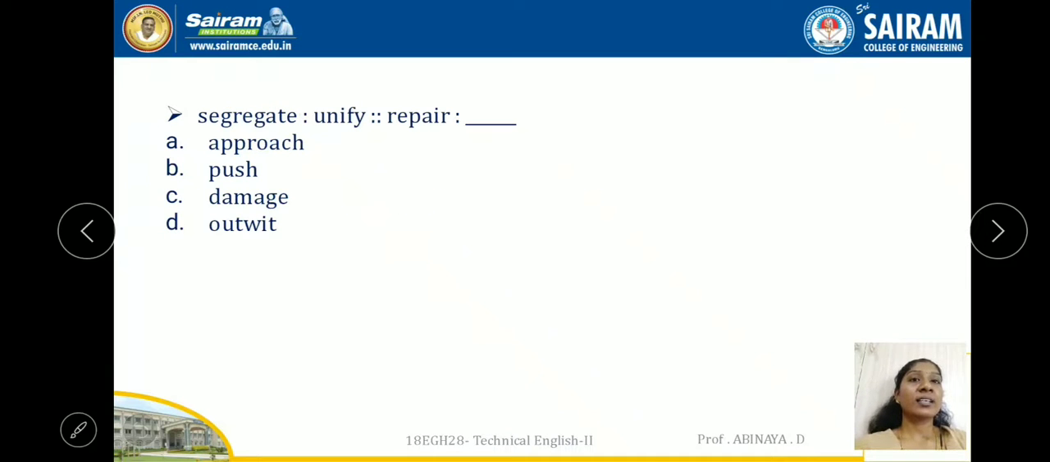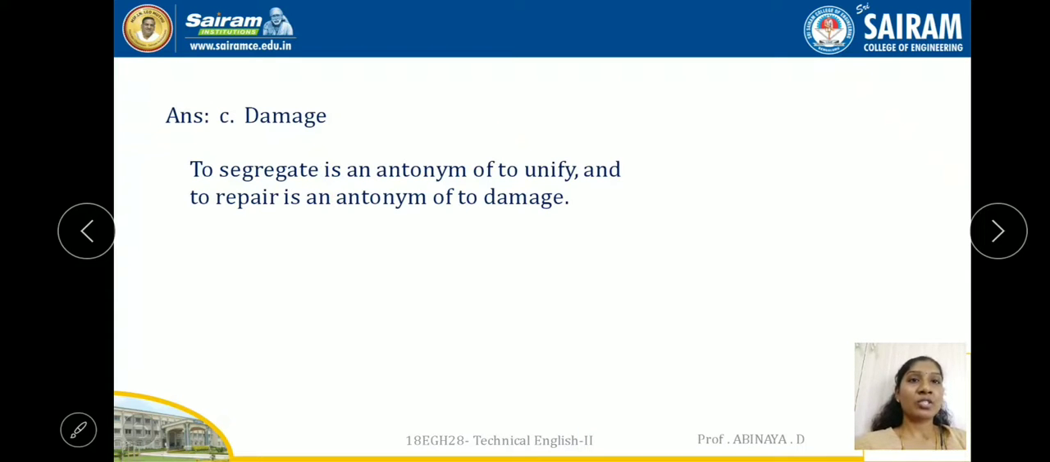Let's go for the next. Segregate, unify, repair, dash. So let us see the relationship between these two. Segregate, unify. Segregating is separating, unifying is joining everything. So it is the antonym. So what is the antonym for repairing? Repairing is making something good. So obviously the antonym will be damage. To segregate is an antonym of to unify, and to repair is an antonym of to damage.